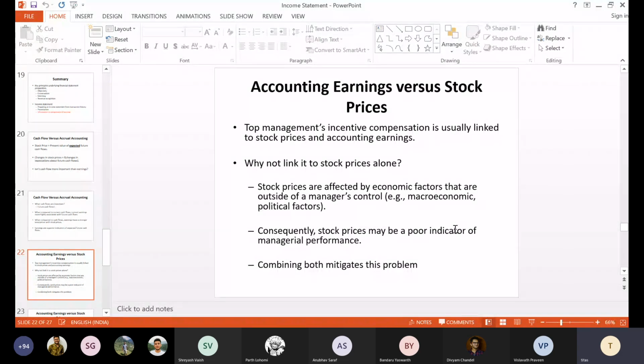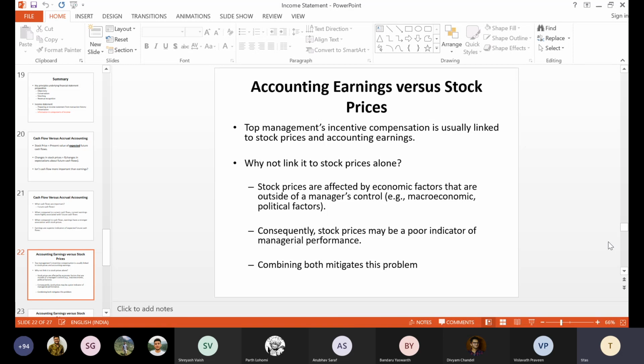Okay, but it is not only linked to stock prices. Why? Because stock prices are affected by economic factors that are outside of a manager's control. For example, macroeconomic factors, political factors. Okay, so there may be a rise in oil price. There may be a war that has broken out. There may be suddenly political unrest, whatever it may be. So that has an impact on your valuation, which is beyond the control of the management.